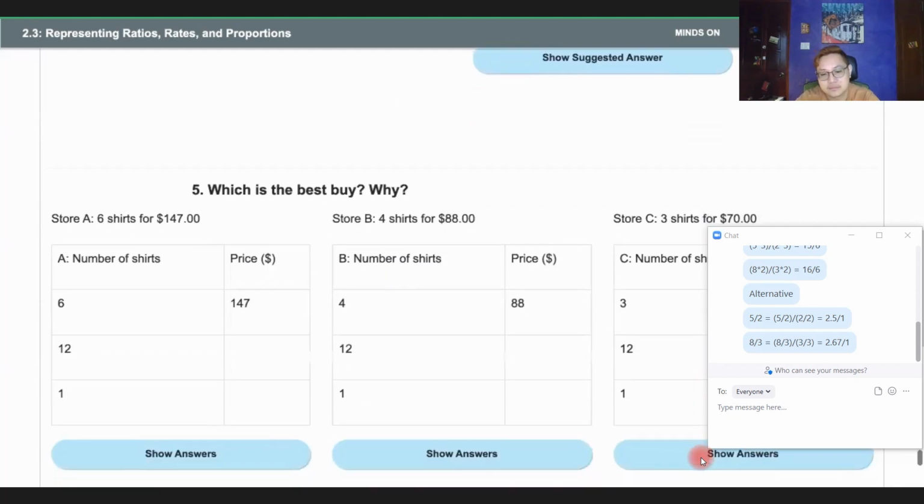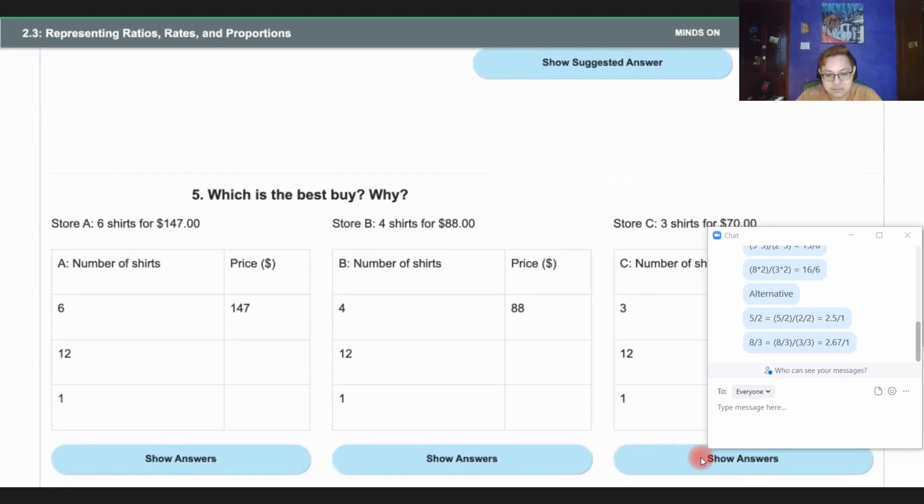Okay, number 5. Which is the best buy and why? Store A, 6 shirts for $147. Store B, 4 shirts for $88. Store C is 3 shirts for $70. So let's say the number of shirts is the denominator and the price is the numerator.